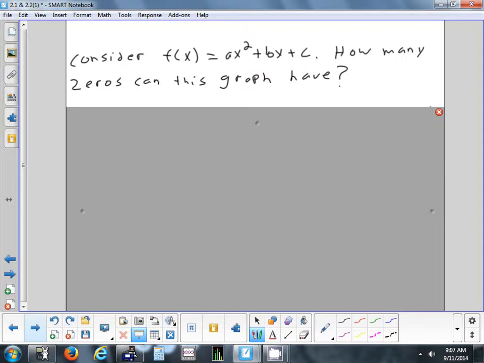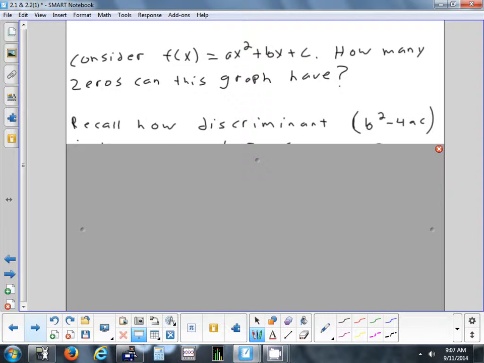Now we're going to step up 1 degree. Linear is degree 1. This is degree 2, a quadratic. How many roots or zeros can a quadratic have at most? 2. Okay, it can have 2. And remember, we have a test for finding out how many roots it has quickly. We use the discriminant, b squared minus 4ac.